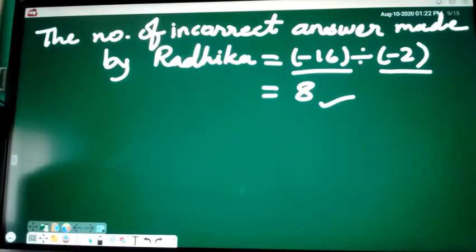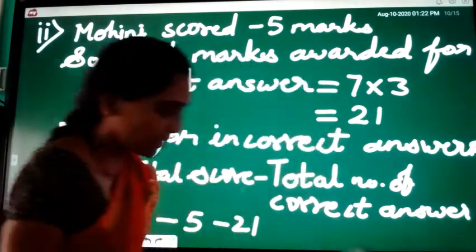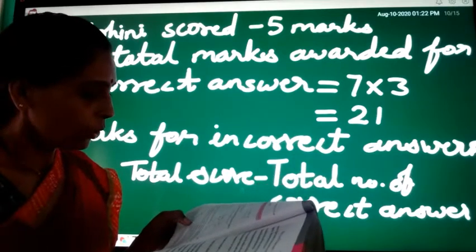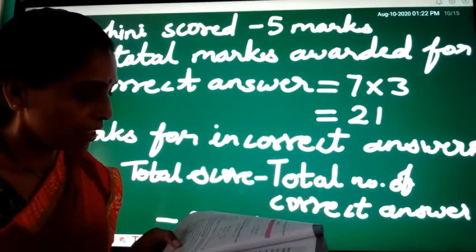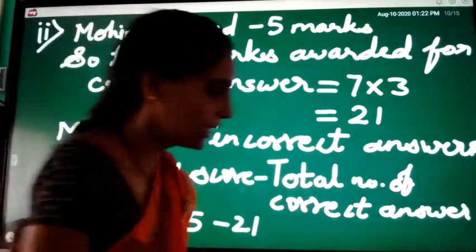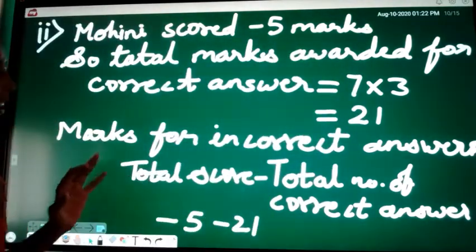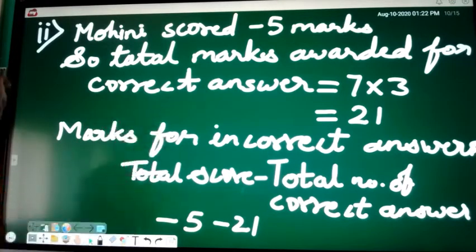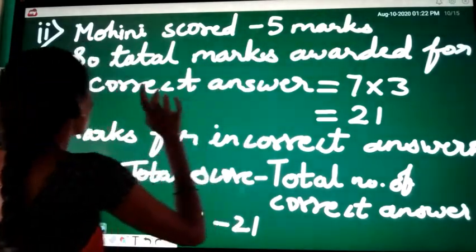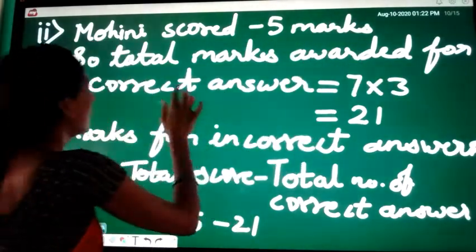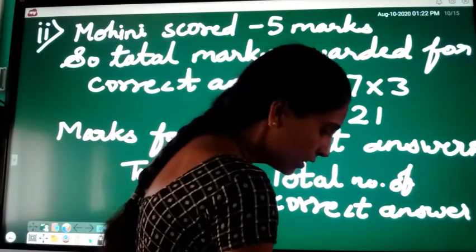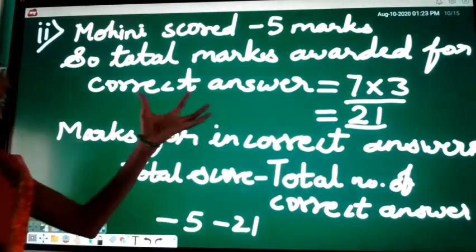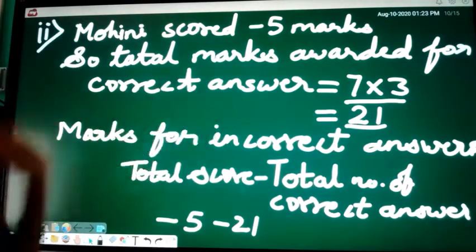Okay. Now what is given in the next question? Mohini scores minus 5 marks in this test, though she has got 7 correct answers. How many questions has she attempted incorrectly? Same method we'll use here, the same process as we did for Radhika. Mohini scored minus 5 marks. So the total marks awarded for correct answers: how many correct answers are there? 7. So we multiply 3 into 7. The total marks awarded for correct answers is 21.